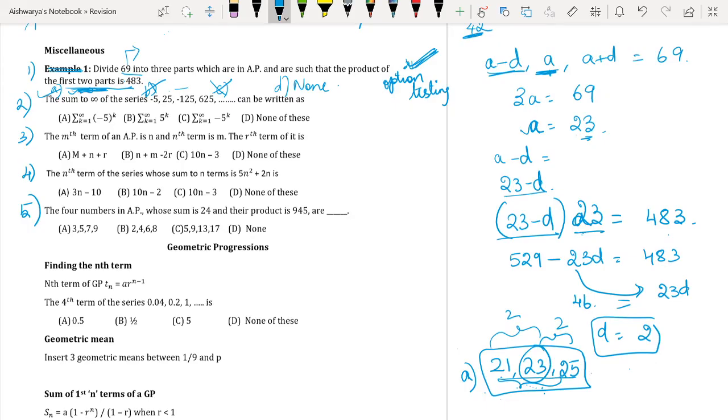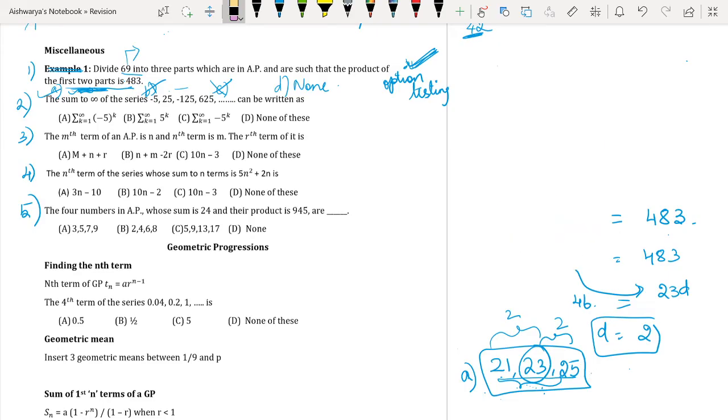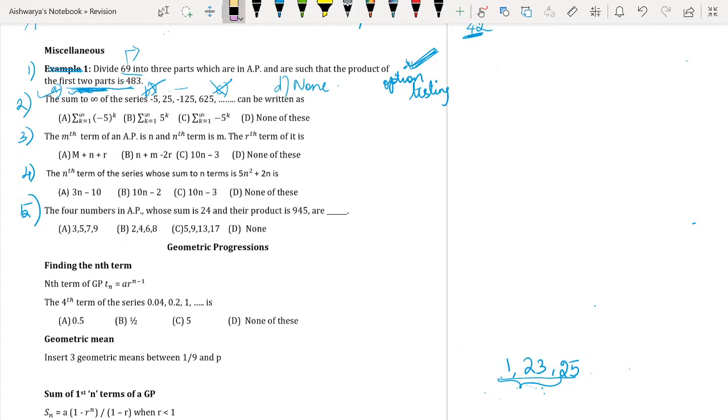Now I'll read. The sum to infinity of the series minus 5, 25, minus 125, 625 can be written as? Why I included this question is because look at the terms. One is positive, negative, positive, negative, positive, negative.